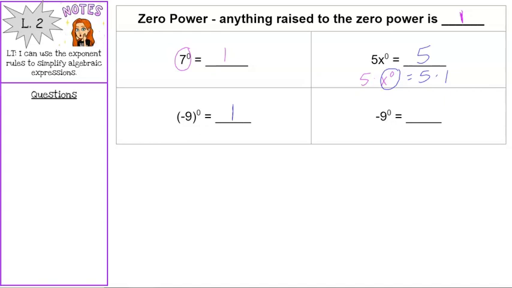And then here we have the opposite of 9 to the 0 power, which is the opposite of positive 1, which is negative 1. We could also think about this as the opposite of 9 to the 0 power, putting that negative on the outside, and then 9 to the 0 power on the inside of the parentheses. And then 9 to the 0 power would be 1, and then we'd still have that negative there.